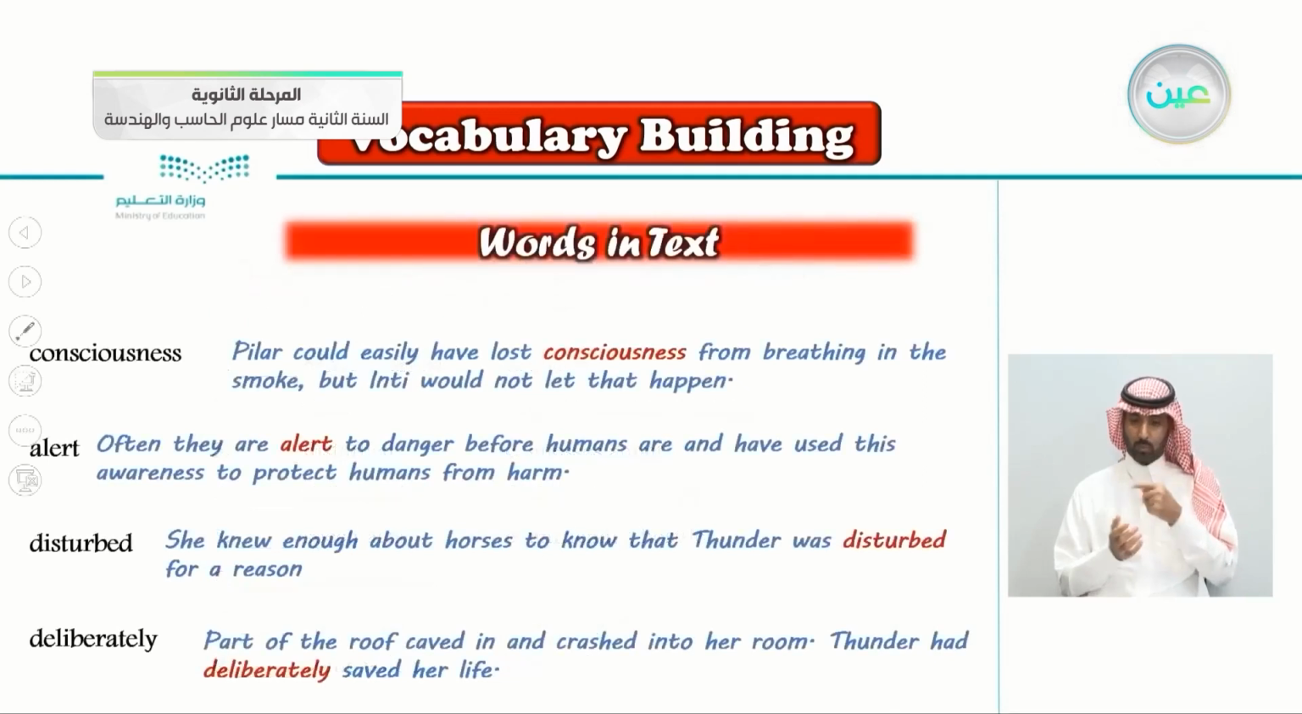But before we do that, let's see them in the text. Consciousness: "Pillar could easily have lost consciousness from breathing in the smoke." "Often they are alert to danger before humans." The word disturbed: "She knew enough about horses to know that Thunder was disturbed for a reason." Deliberately: "Part of the roof caved in and crashed into her room. Thunder had deliberately saved her life."